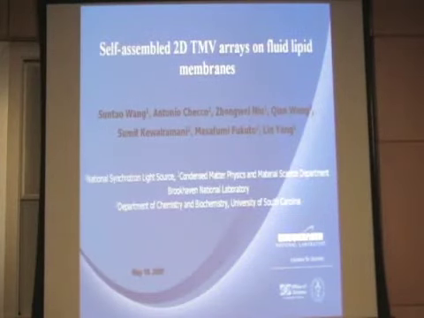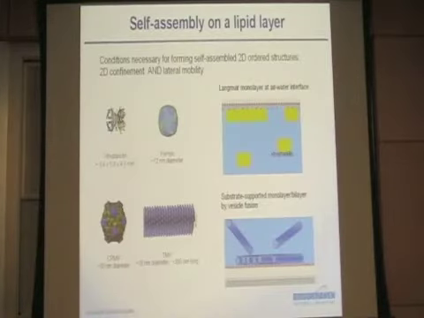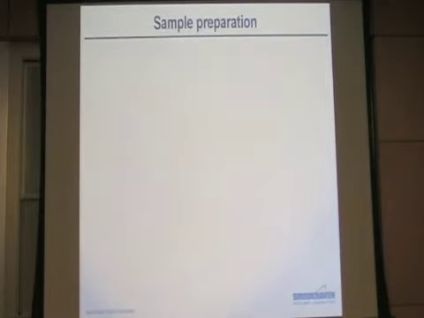Hello. This work was done at Brookhaven last year. We use bio-nanoparticles as building blocks, because they are monodispersed and their surface can be easily modified. To form the 2D structure, we need a 2D confinement and also lateral mobility. So we use the lipid monolayer, which is fluid, as a template to adsorb the nanoparticles to the surface and then form the structure. So here is how we make the samples.